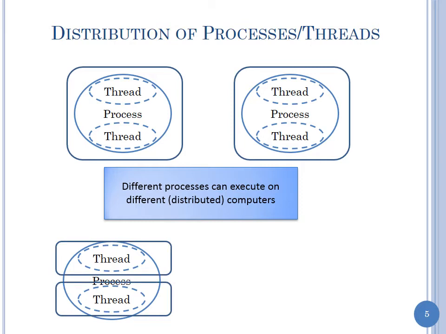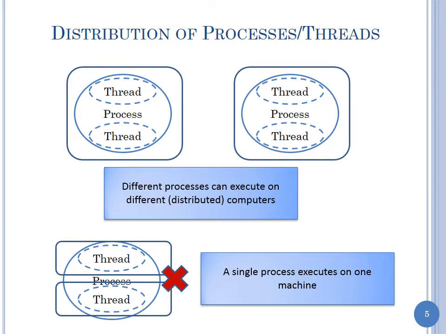But you can't put boxes around different threads in a process. A process executes on one machine, and so all the threads in it execute on the same machine. You can't just take the threads and put them on different machines. If you do that, they'll have to go into different processes. I'm so tempted to say, any questions right now? So a single process executes on one machine.